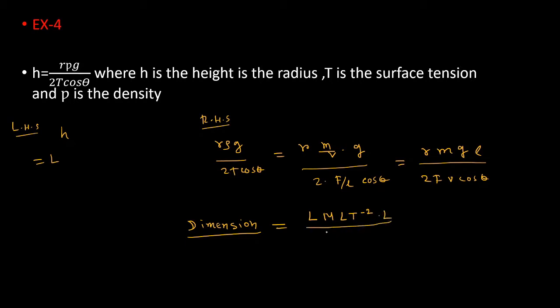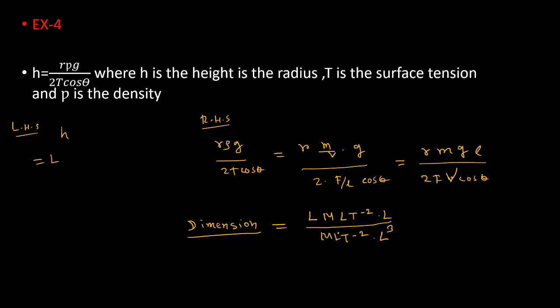Okay, so 2 is a dimensionless quantity. F equals M L t to the power minus 2. Clear? And V, what is V? This V is not velocity. This V is the volume. And what is volume? That is L cube.